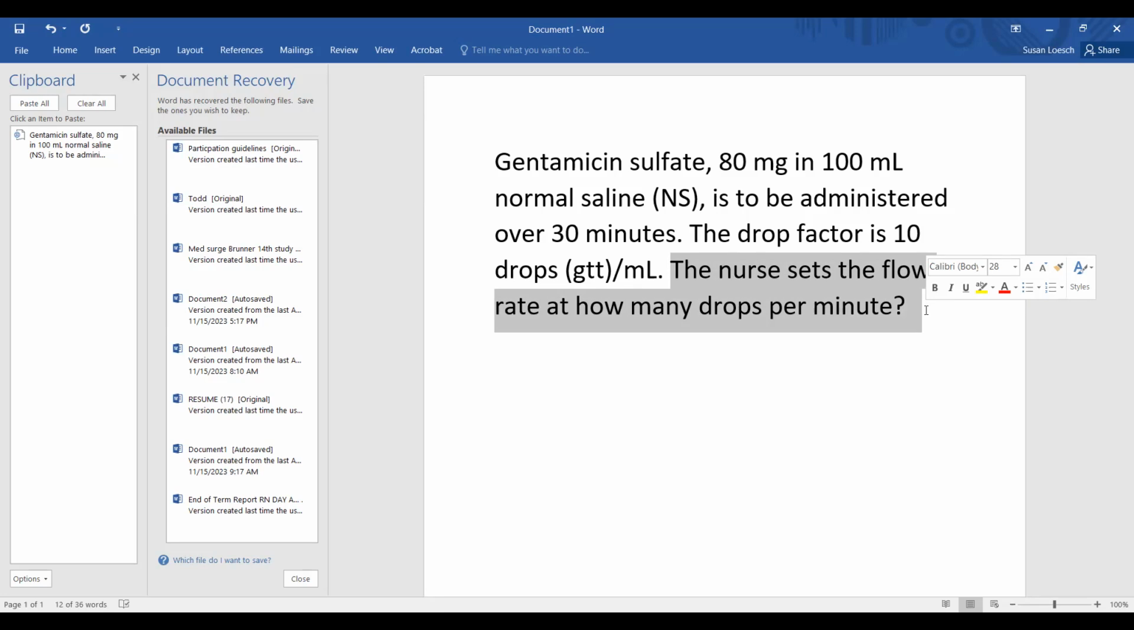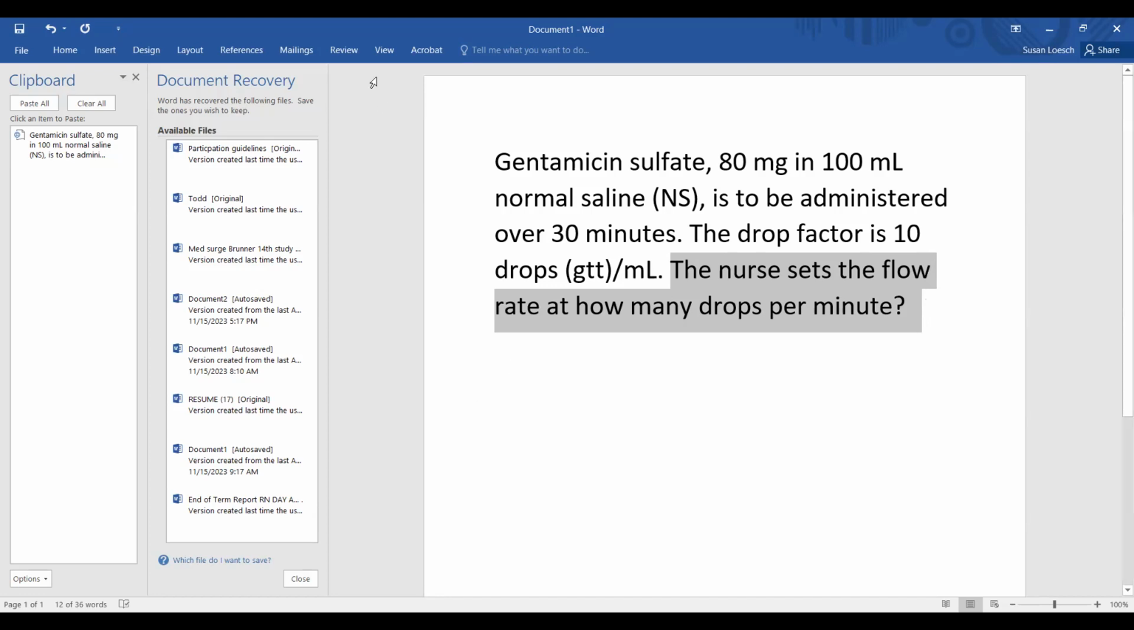Okay? So total volume here is what? And I want you to write this down because I'm going to go to the whiteboard. So what's your total volume here? 100 mLs. Okay. And what is your time in minutes? 30 minutes. And your drop factor is, okay.